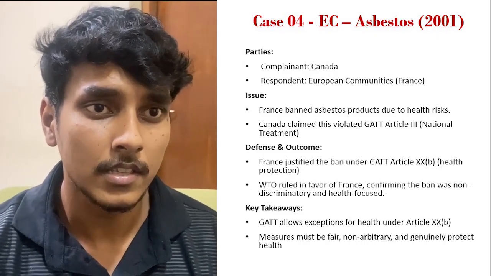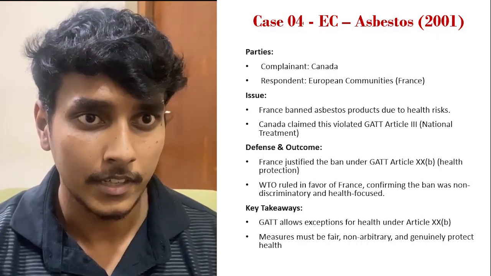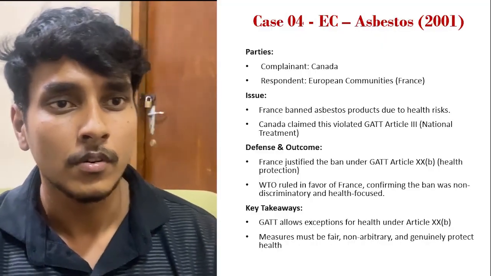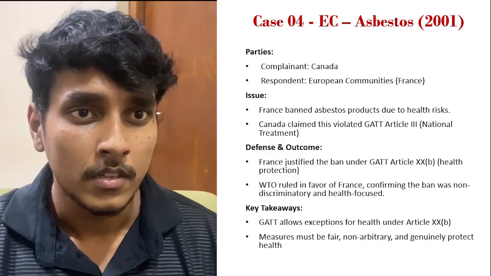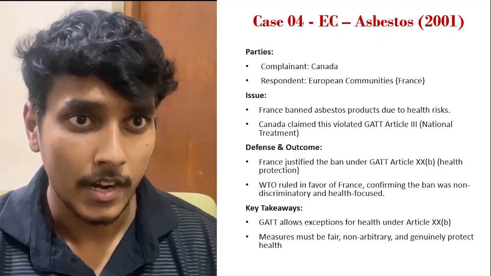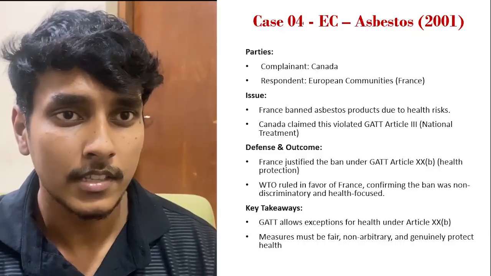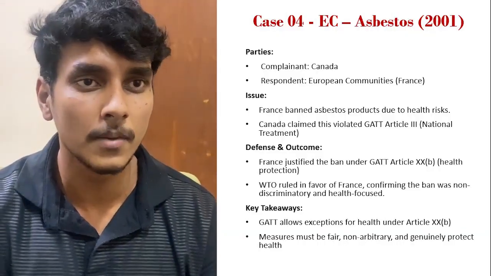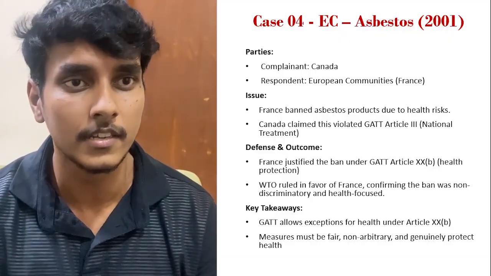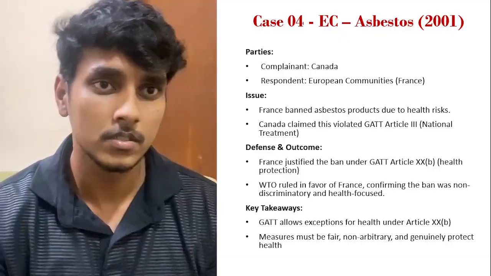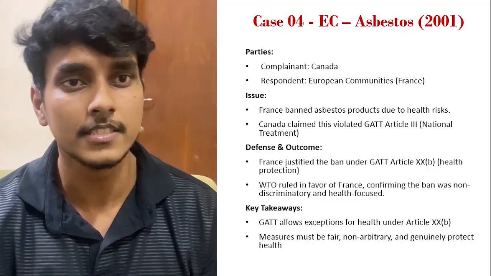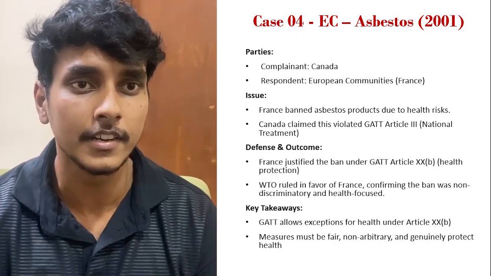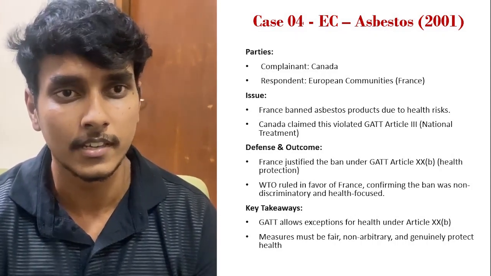But France defended the ban under GATT Article 20, which allows measures necessary to protect human life or health. The WTO sided with France, confirming that protecting human health is a valid reason to restrict trade. The key was that France applied the rule fairly and non-discriminatorily, targeting all asbestos. This case set an important precedent. GATT permits trade restrictions when a country can prove they are essential to protect health and are not used to unfairly block trade.